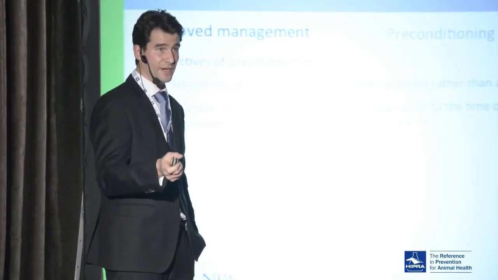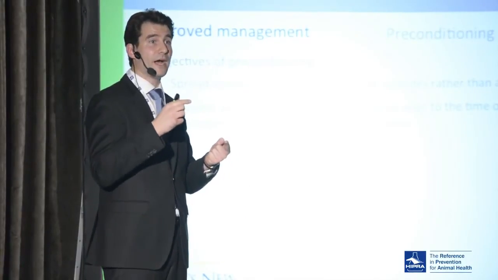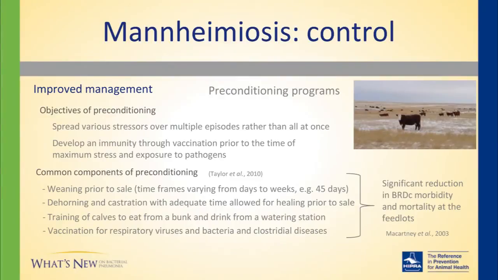The last, and probably the best way of preventing BRD, is to improve management to reduce risk factors. And it's by spreading stress over various periods of time. And it's also by developing an immunity through vaccination prior to this highly stressful period. So this is called preconditioning.